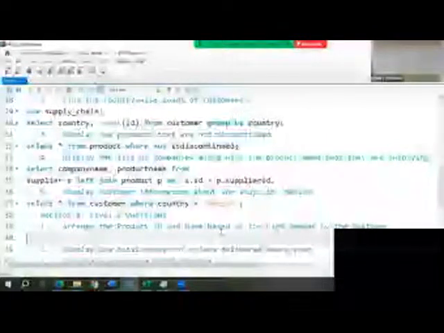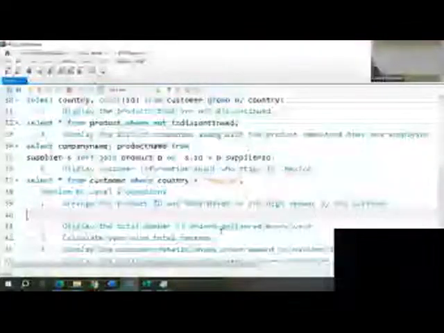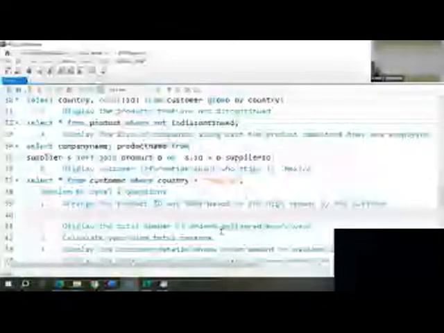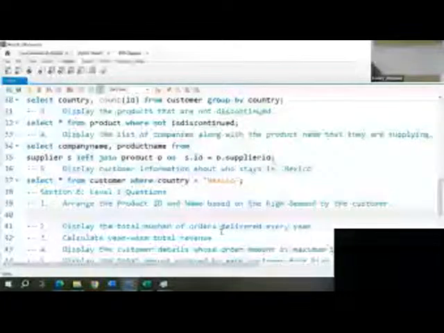Is there anything in the level one additional questions? Nothing. So how do you want to interpret this question? Arrange the product ID and name based on high demand by customer. What is meant by high demand? Most ordered. Okay. How do you find most ordered? Count. Okay. Fine. So you can find count.